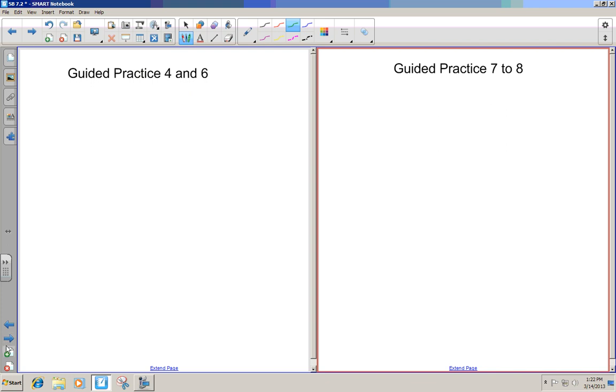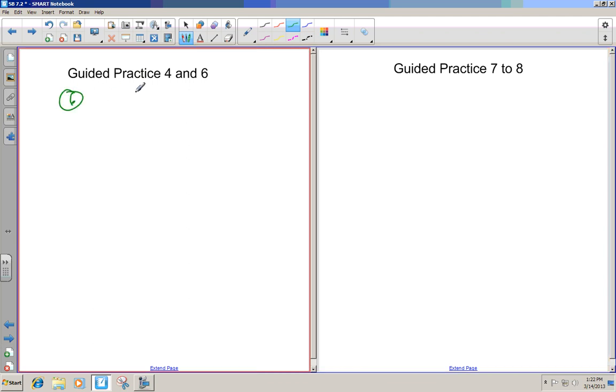All right, we're going to do one of each of these guided practices. Let's graph number 6. So number 6 is y equals -3/4 times the x minus 5 plus 4. Okay, so the question is going to say graph the function, state the domain and the range.